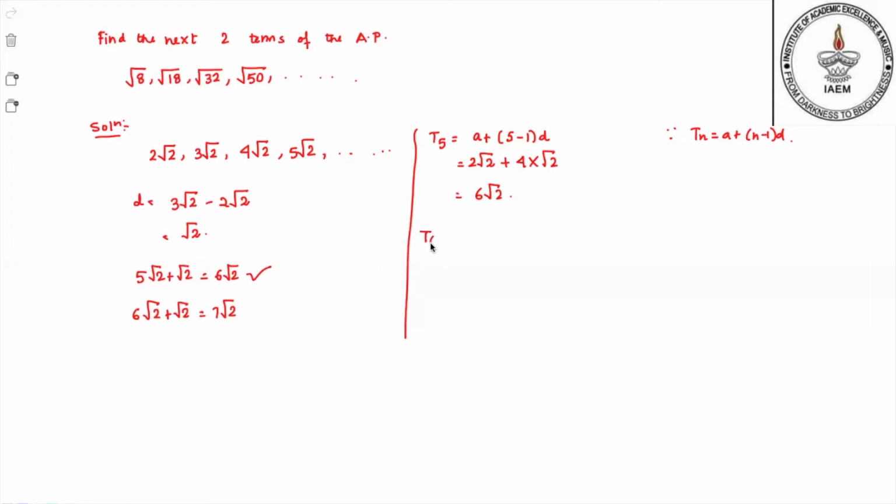Similarly, T6 would be A plus 6 minus 1 into D. So 2 root 2 plus 5 into root 2, which is 7 root 2.